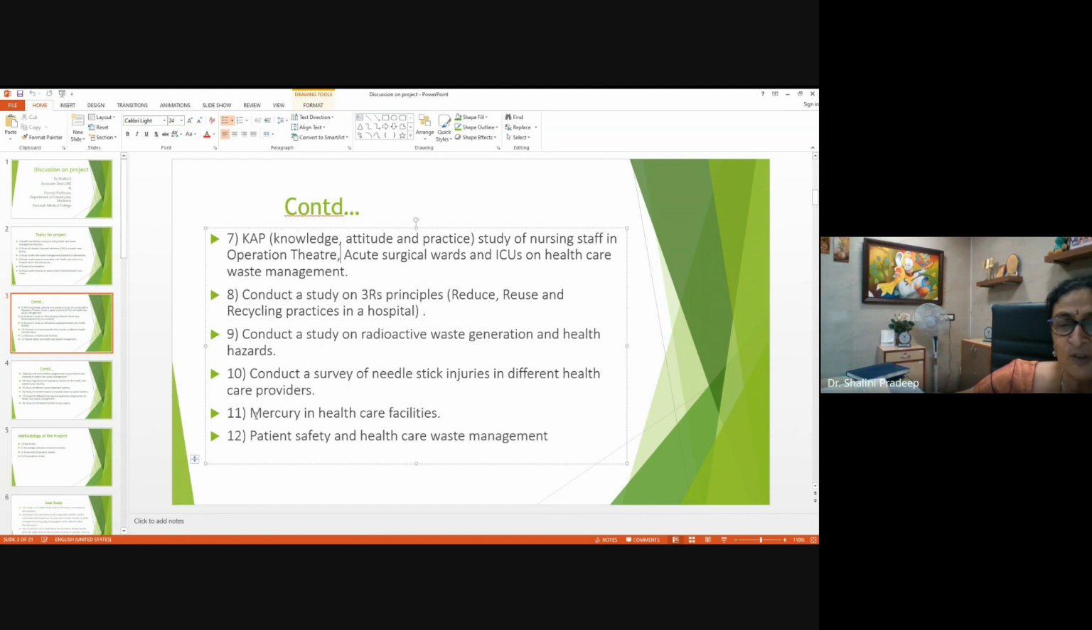The next is, if you are using mercury in your healthcare facility, you can do a study. That is, what is the effect of mercury? How many spills have occurred? It may be a very small study, and it may not be sufficient for your report. Okay, patient safety and healthcare management.